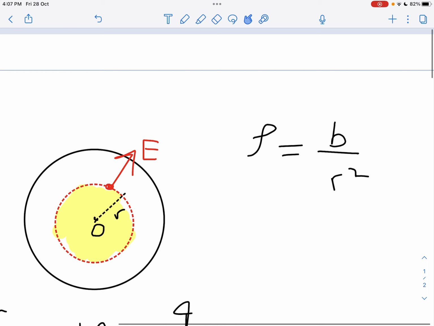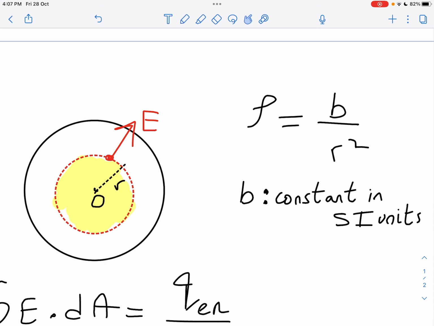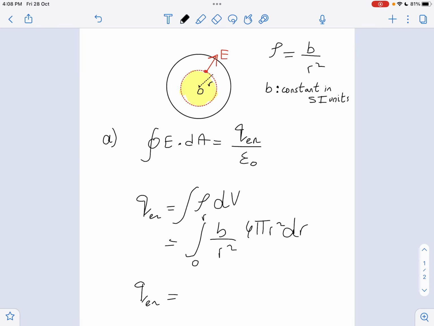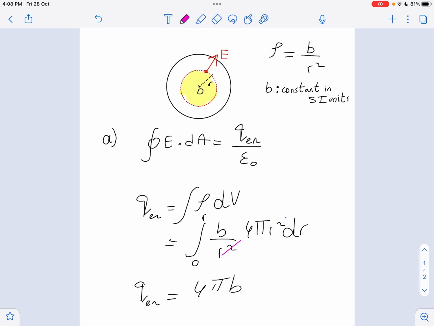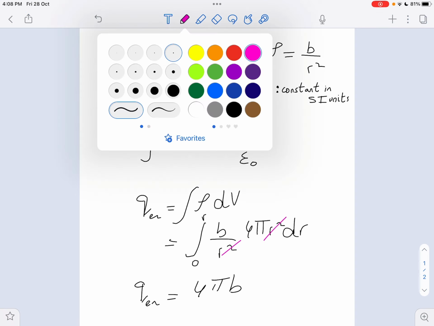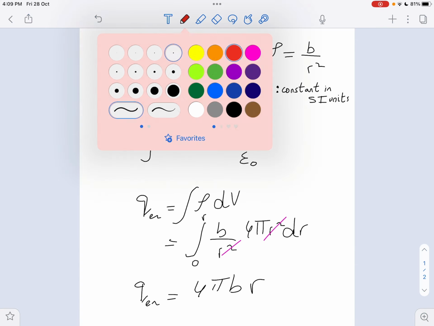Here, b over r squared, b is a constant. We should have mentioned that: b is a constant in SI units, so you don't have to worry about the units at the end. So back to the problem. Q enclosed will be 4 pi b. r squared and r squared will cancel. So the integral of dr is r, from 0 to r, so it will be 4 pi b r. So that's Q enclosed.